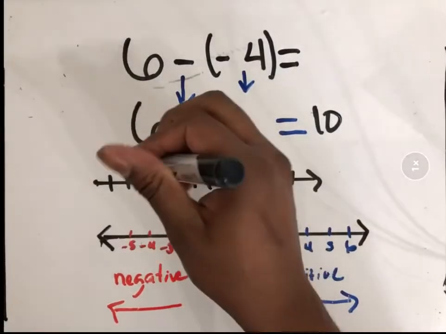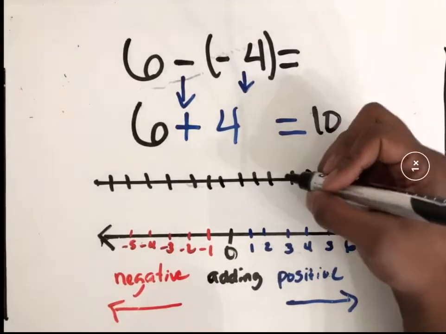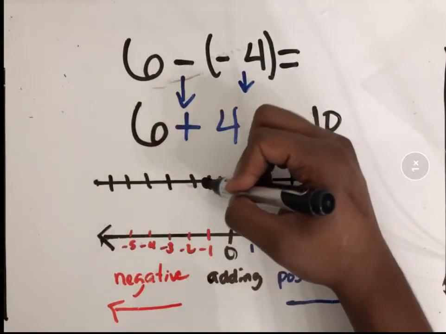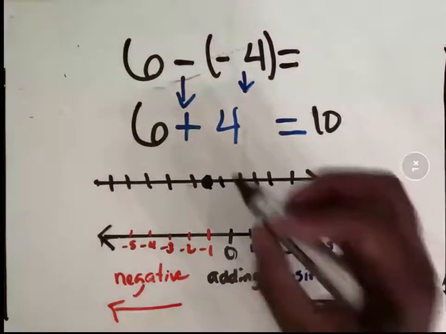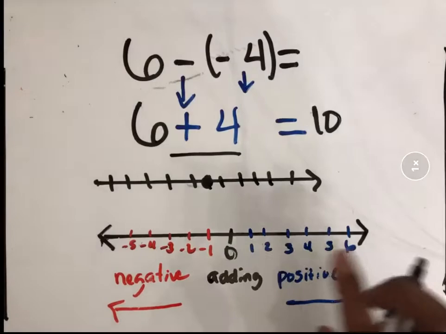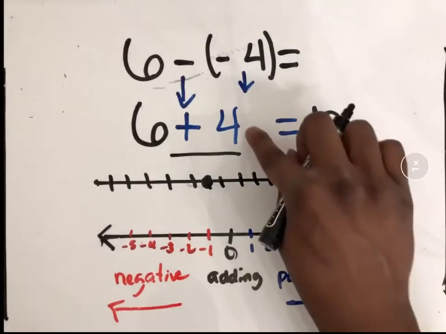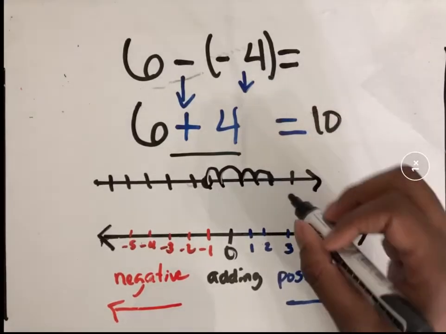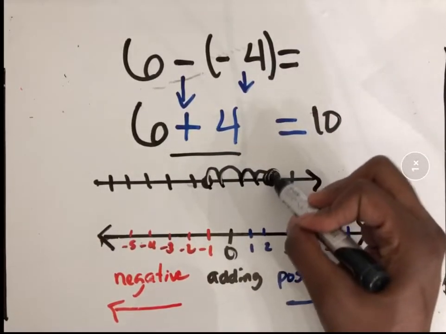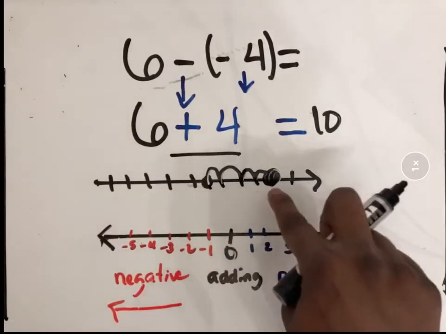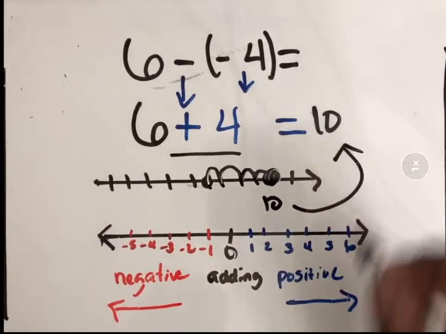So remember, our first number tells us where to start on our number line. So I start off at a 6. 1, 2, 3, 4, 5, 6. Because I'm adding a positive number, I'm going to go to the right. I'm going to go to the right 4 times. 1, 2, 3, 4. This is where my answer is. 10 is my answer, and I know that's correct because I did it up here.